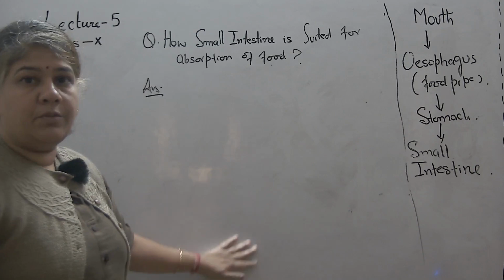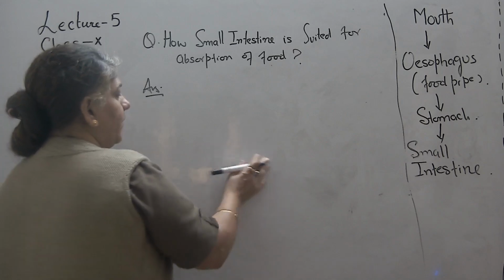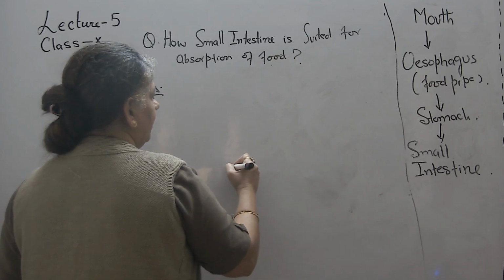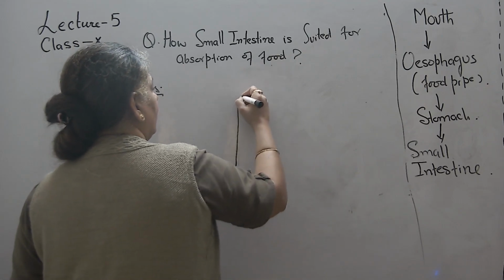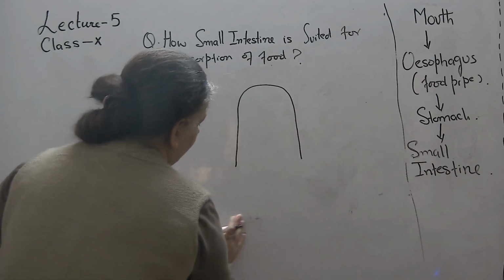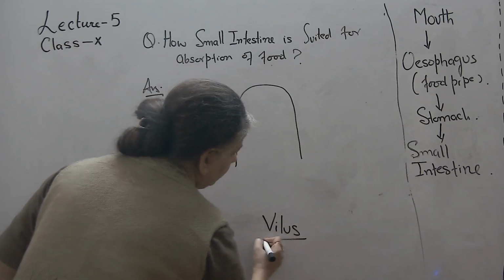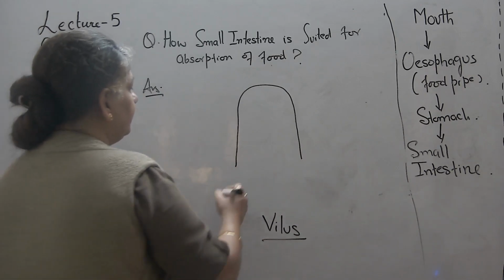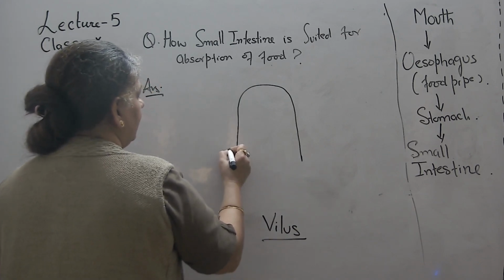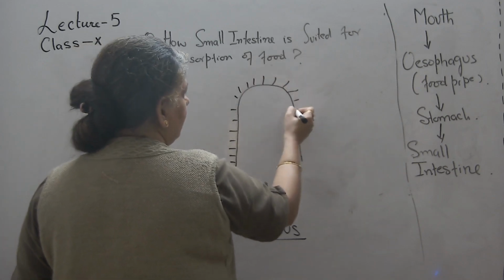See, the walls of a small intestine have microscopic finger-like projections called villi. I'll draw the diagram of villi. See, it looks like this. I'm drawing the diagram of a single villus. Villi is plural and villus is singular. See, these finger-like projections are surrounded by a single layer of epithelial cells.